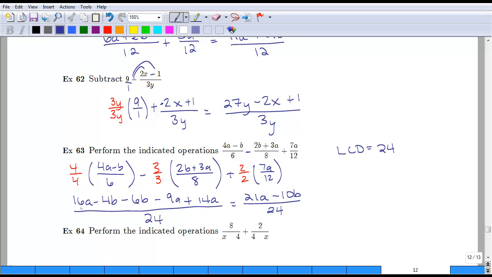When we combine like terms, we have 16a minus 9a, which would be 7a. 7a plus 14a is 21a. And negative 4b and negative 6b is negative 10b. Common denominator is 24.